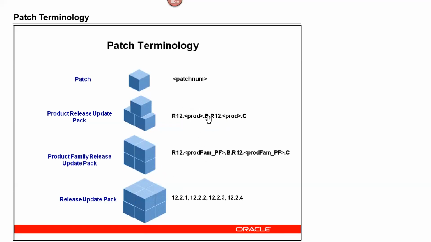What is a product? A product is something like AP, AR, GL, inventory. So those come under product. What is a family? Like HRMS, Oracle Financials, Oracle Manufacturing. So sometimes you may have to update the product family. That will be something like _PF.